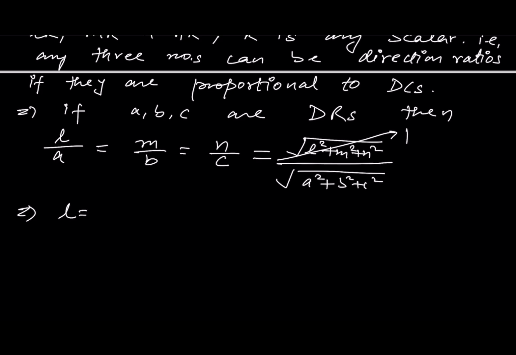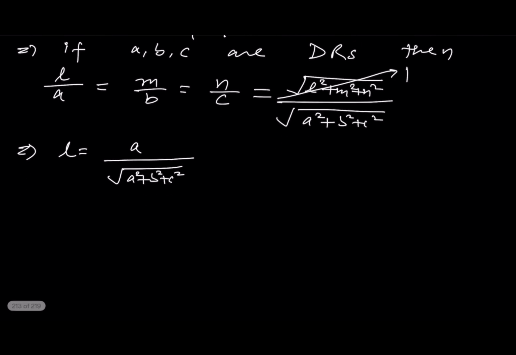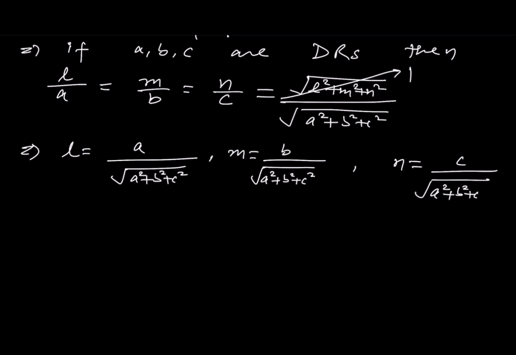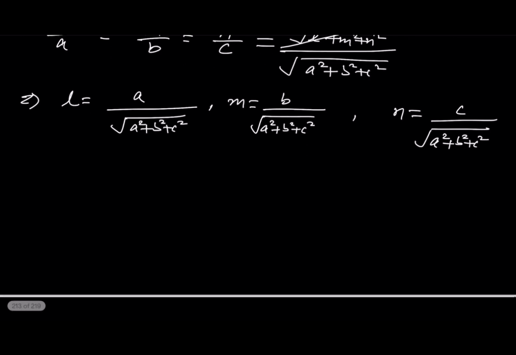So l is a upon root over a square plus b square plus c square. That means direction cosines in terms of direction ratios is this. Similarly, m is equal to b upon root over a square plus b square plus c square, and n is equal to c upon root over a square plus b square plus c square, right?